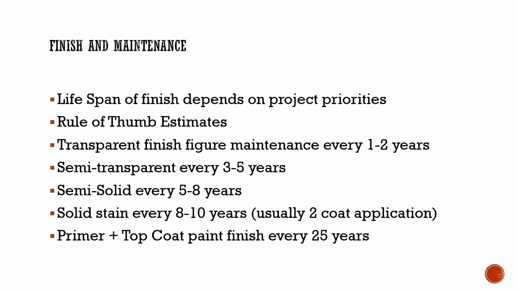Semi-transparent, you can get 3 to 5 if you use rough face and keep an eye on it. When you start getting into semi-solid, you're starting to lose some of the natural wood aspects, but you're gaining longevity. So a semi-solid with a 1 to 2 coat, figure 5 to 8 years. By the time you get to a solid stain, you are basically talking about a paint. You're covering up most of the natural wood aspects, but you're gaining 8 to 10 years.